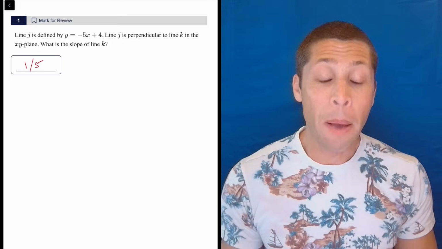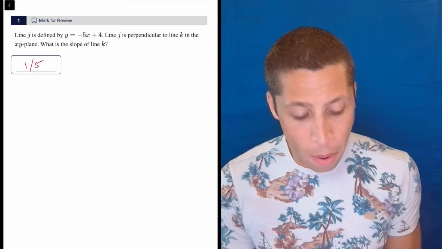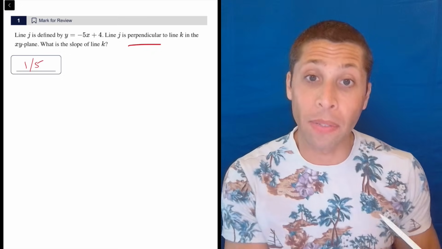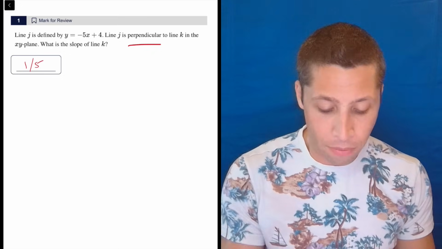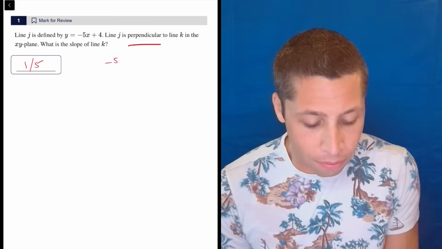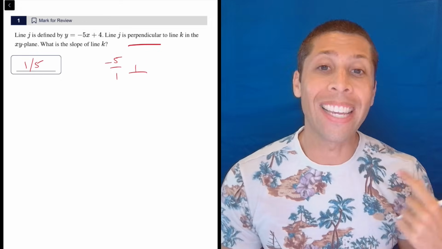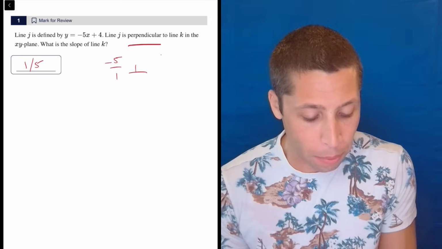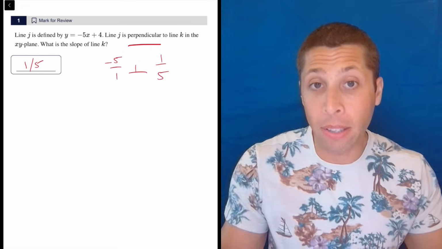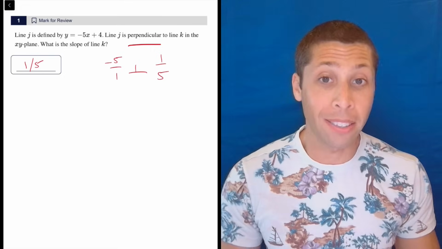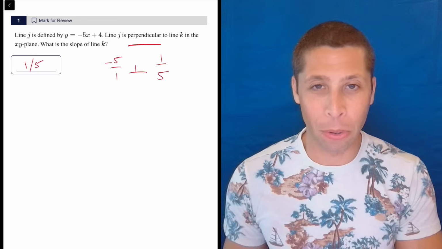That is literally the total amount of work I would put into this question if I saw it on an SAT, because I know how perpendicular lines work, specifically how their slopes work. If the slope of line J is negative 5/1, the perpendicular slope to that is going to be the negative reciprocal. So just flip it upside down and get rid of that negative, and there you go, it's 1/5. This is obvious if you've been studying and you know this particular fact.